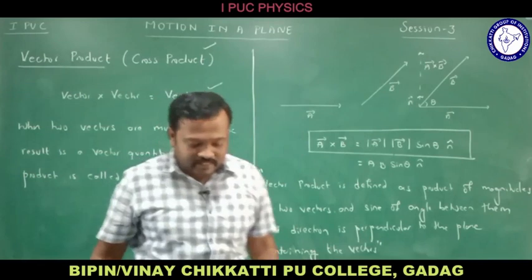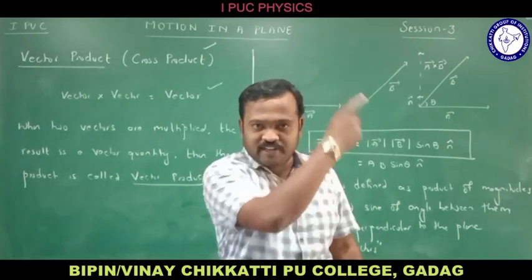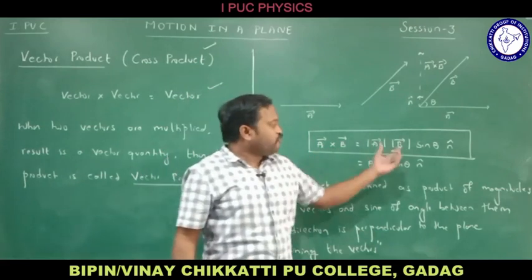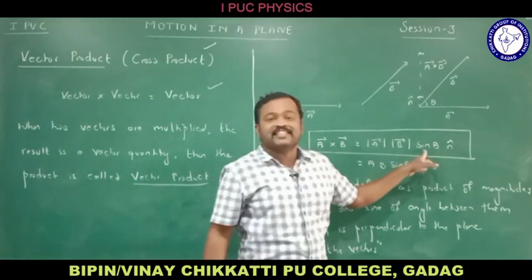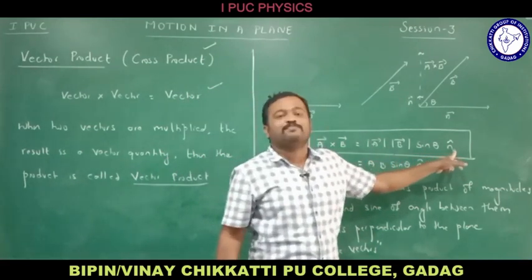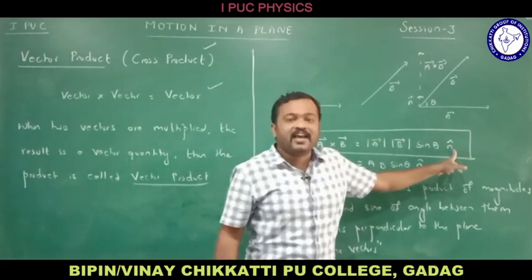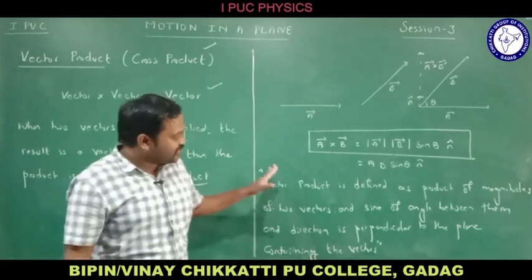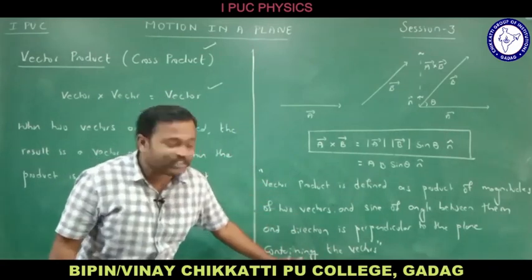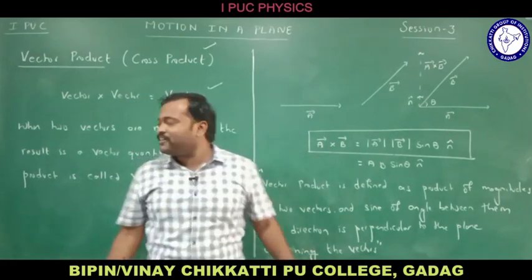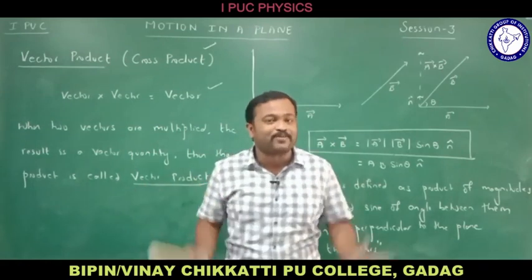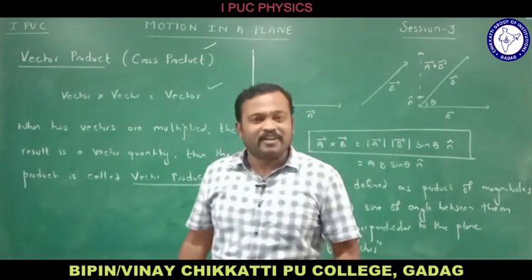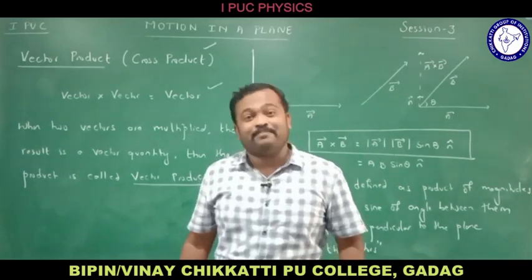Question will be asked like this: define vector product, give an example for it. So how to define it? Vector product is defined as product of magnitude of the vectors and sine of angle between them. Direction is perpendicular to the plane containing A and B. So this is the definition of vector product, this is the formula for vector product. If you multiply two vectors, if the result is a vector, then it is called a vector product. Let me go on to the examples now.